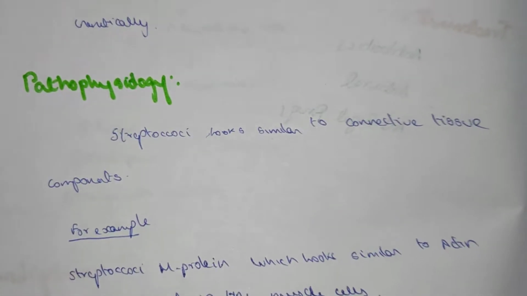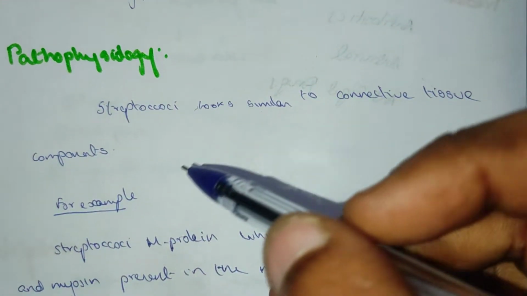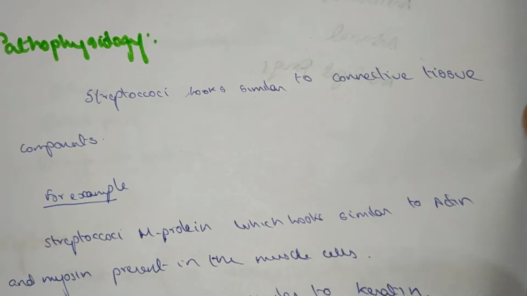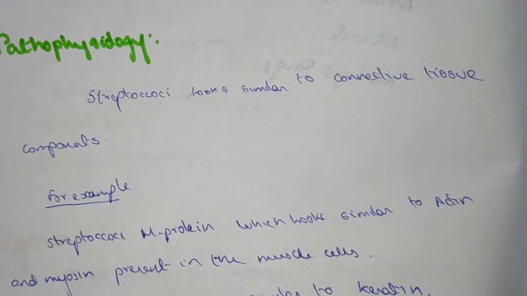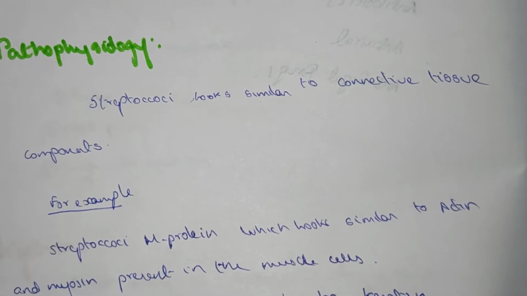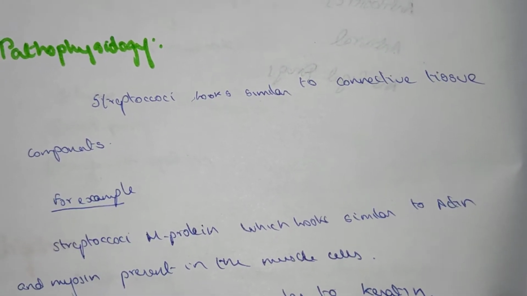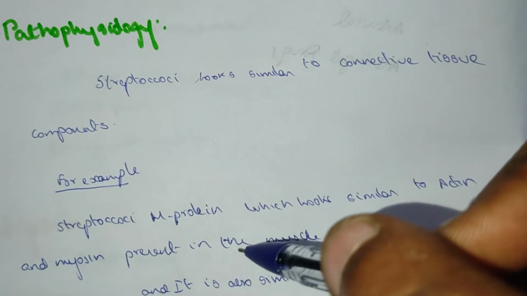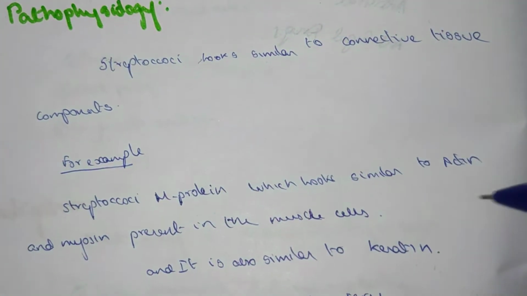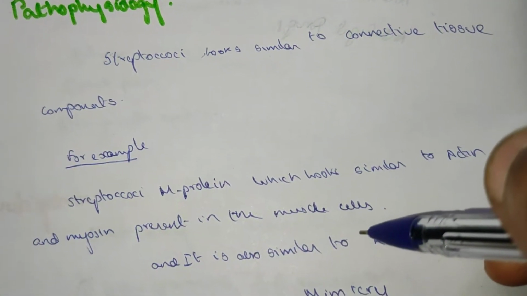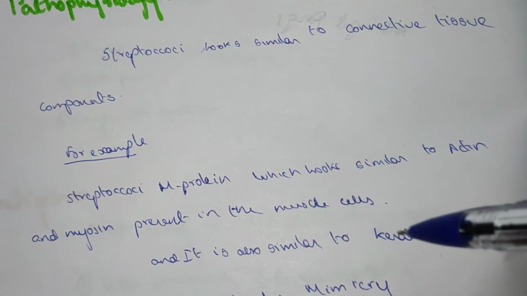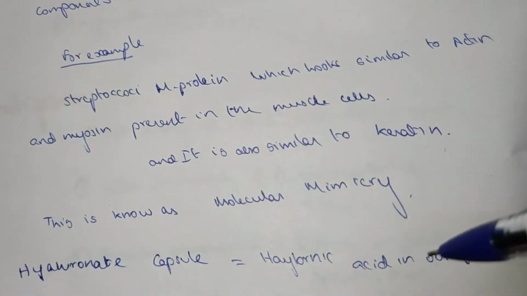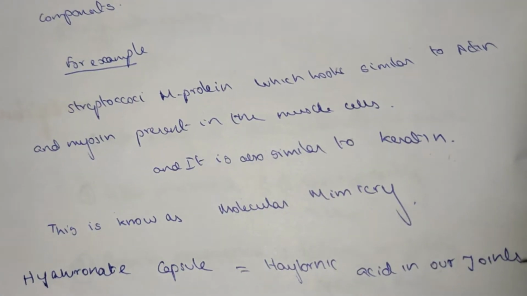Now you will see about the pathophysiology of rheumatic fever. The streptococci look similar to our connective tissue components. When the streptococci enter into the body, this streptococci and our connective tissue components look similar. For example, the streptococci M protein is similar to the actin and myosin of our muscle cells, and it is also similar to keratin. The hyaluronate capsule is similar to hyaluronic acid in our joints.